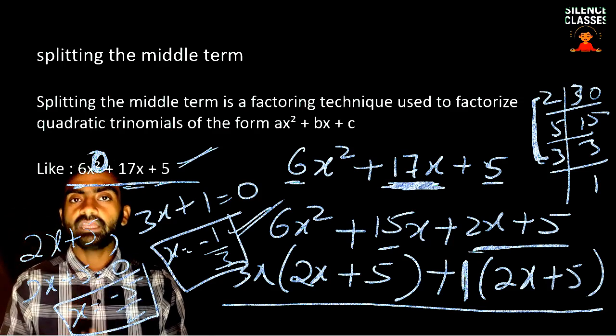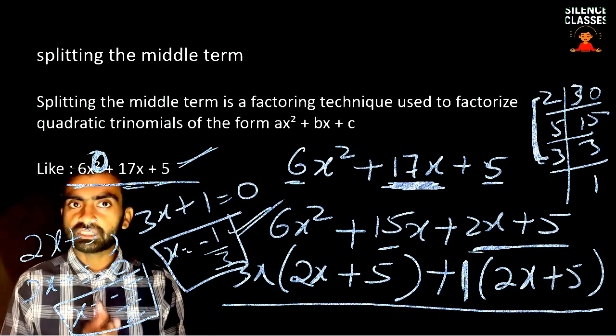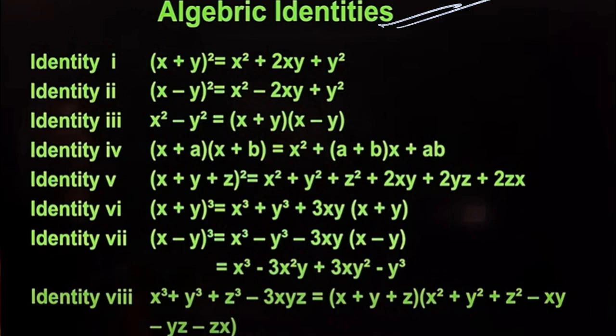I have explained each and every concept regarding this particular chapter. Nothing is left now. These are some algebraic identities, which you guys already know. So just remember each and everything: x plus y whole square is x square plus y square plus 2xy. If there is a minus sign, x minus y whole square is x square plus y square minus 2xy. a and b is given, so you guys can do it.